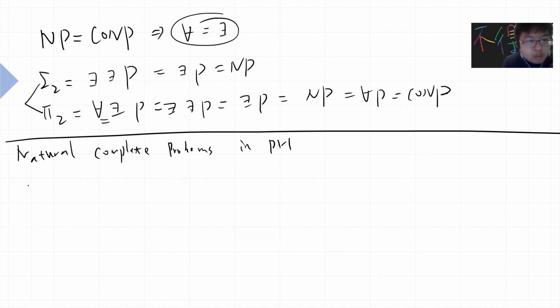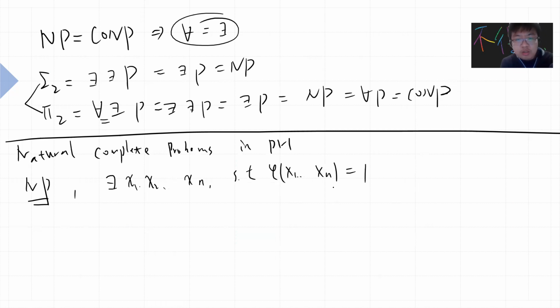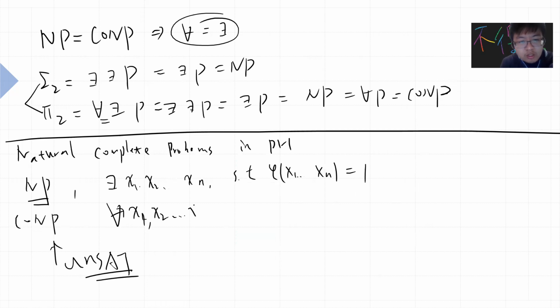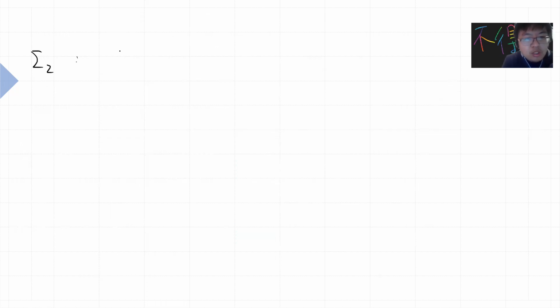Remember, what is the natural complete problem for NP? It's SAT, right? You ask whether there exist x1, x2, up to xn for a formula or circuit such that this is true. And coNP means that for every x, you want to ask whether this formula is unsatisfiable. So for every x1 up to xn, phi of x1 to xn is 0. You could say 1, but I can just reverse 0 and 1 and it doesn't change anything. For sigma 2, the question is whether there is an x.